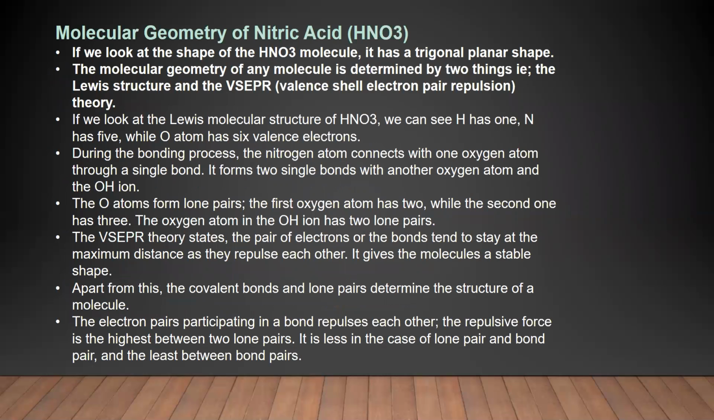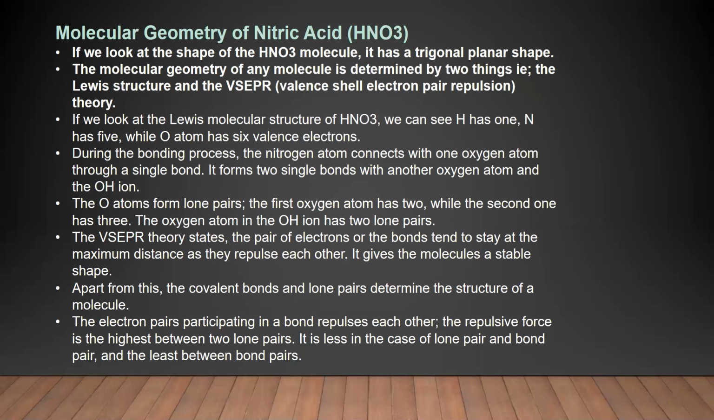acid can be determined by two theories. It is also discussed on the slide, but I will tell you that the geometry can be determined by the Lewis structure as well as by the VSEPR theory. What is VSEPR theory? Valence shell electron pair repulsion theory. So now we will discuss the bond theory.